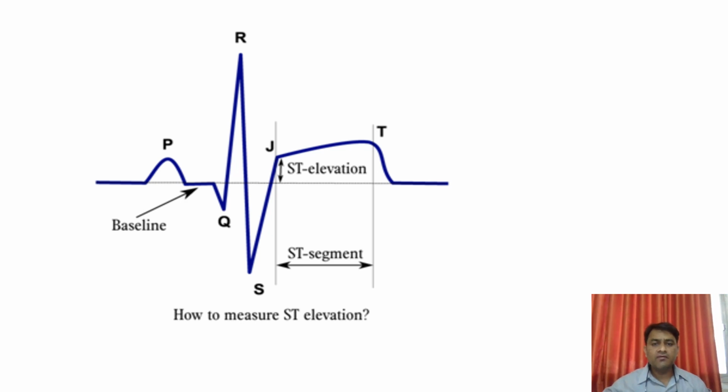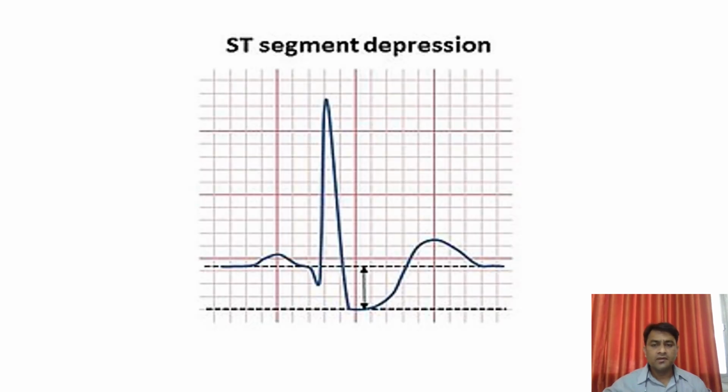How to measure the ST changes is to see the J point. The J point is normally isoelectric. If the J point is elevated, then there is ST elevation. If the J point is depressed, there is ST segment depression. The J point is the point where the S wave ends and the ST segment starts.